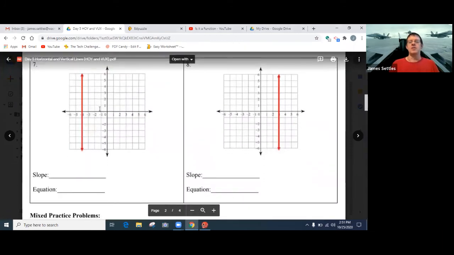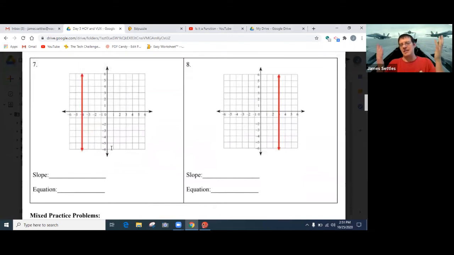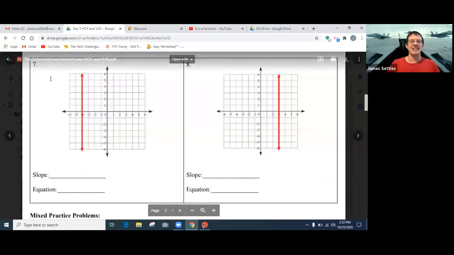Okay, number 7. So now, like I said, there's 3 different ways, and if you connect with one of them, then all of a sudden we can connect it to HOY or VUX, and then we'll get everything else. So do you know what kind of a line that is? If not, do you know what kind of a slope that is? And if not, which axis is it crossing? Maybe you saw that it was crossing the x-axis. Maybe you knew it was an undefined slope, or maybe you knew it was a vertical line. Either way, this is VUX.